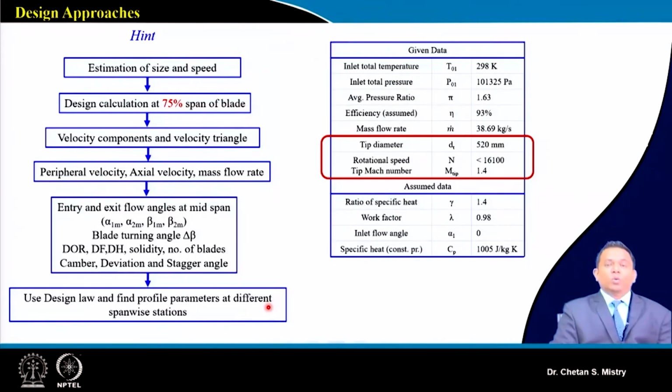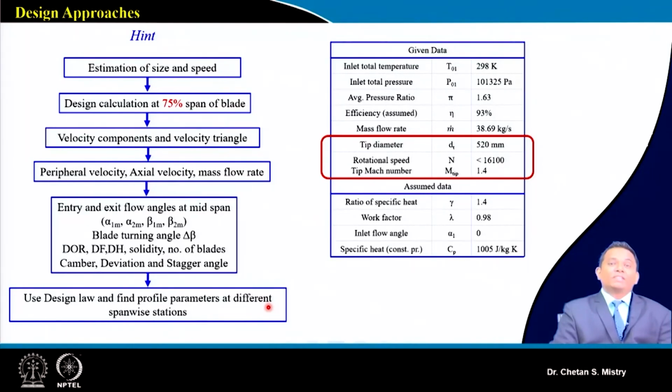So what we can do, we need to estimate the size and the speed, because we are not aware of what will be the dimensions for my blades, both for rotor as well as for the stator. Now what all calculation we will be doing for transonic compressor, we know we will be doing our calculation at 75% of our span.